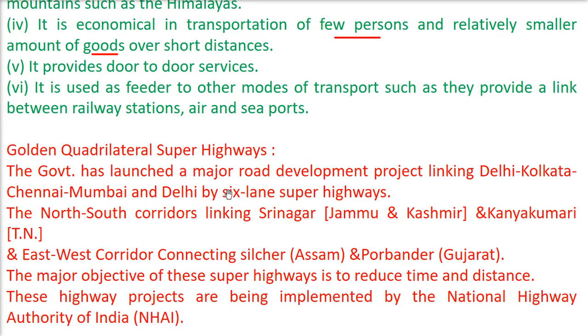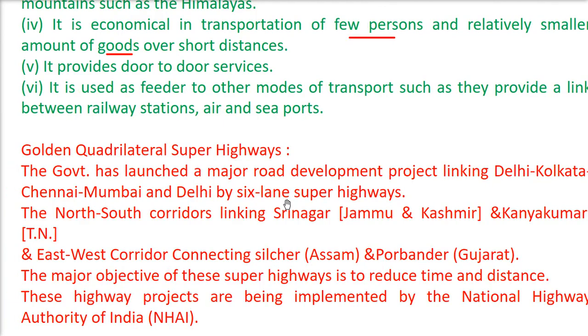Our government has launched a major road development project, and this is to link these 4 major cities of India: Delhi, Kolkata, Chennai and Mumbai. Delhi, Kolkata, Mumbai and Chennai, right? Let me start with Delhi to Kolkata, or you can say Delhi to Mumbai, Mumbai to Chennai, Chennai to Kolkata, and Kolkata to Mumbai again. So these are 6-lane superways.